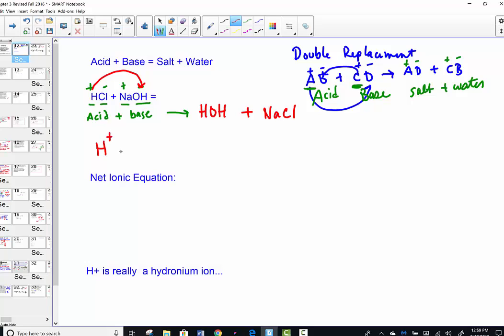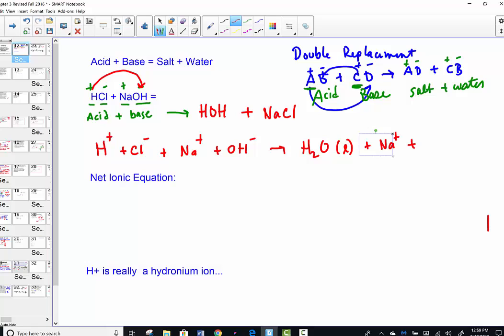HCl is a strong electrolyte. It 100% dissociates in water. Sodium hydroxide is a strong electrolyte. It 100% dissociates in water. Water is a molecular compound. It is a non-electrolyte. Leave it together. And sodium chloride is a salt. It is a strong electrolyte. Therefore, we know it dissociates in water.